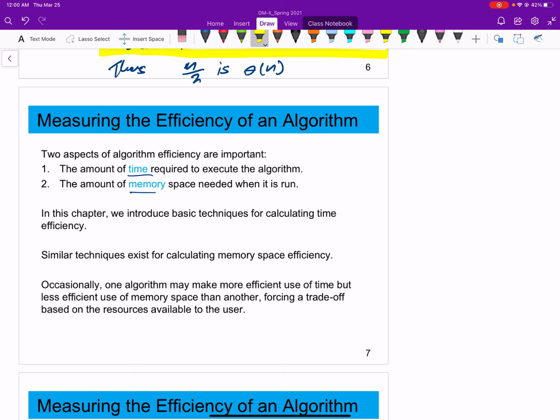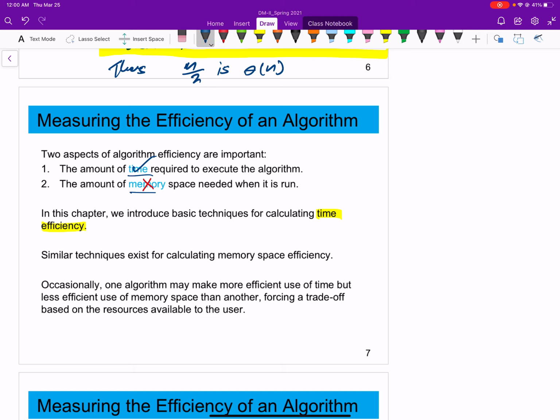In this chapter, we introduce basic techniques for calculating time efficiency. We just work on time efficiency. We do not work on memory efficiency. That is not included in this class.